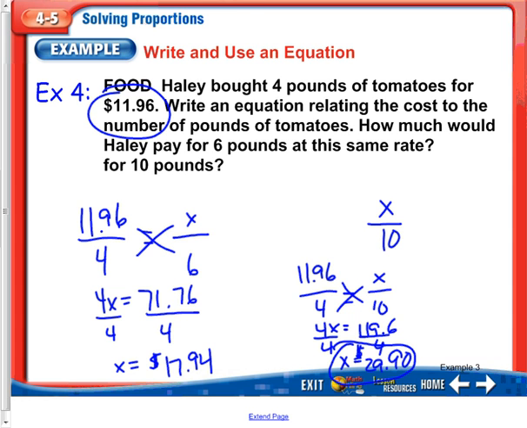So here where it said write an equation, these are kind of the equations here. It says 4x equals 71.76, and here 4x equals 119.6. So that kind of helps us solve the problem using those proportions and equations.